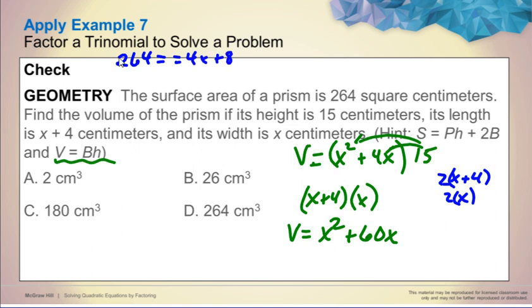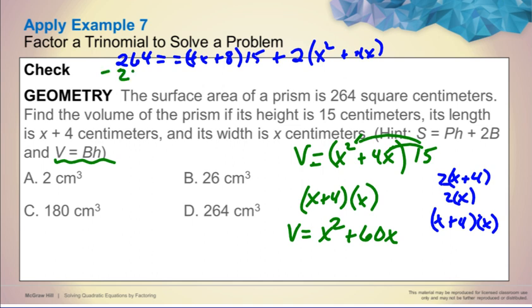And then I'm going to have to multiply that by the height, which is 15. And then I have 2 times the area of the base. And that is, if I were to multiply x plus 4 times x, that's going to give me x squared plus 4x. Now I'm going to want to make this equal to 0. So I'm going to subtract 264 on both sides.